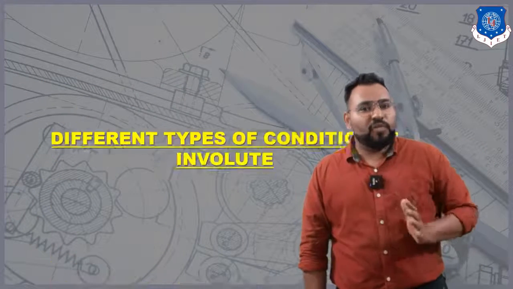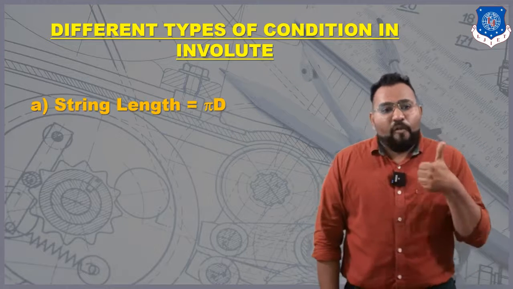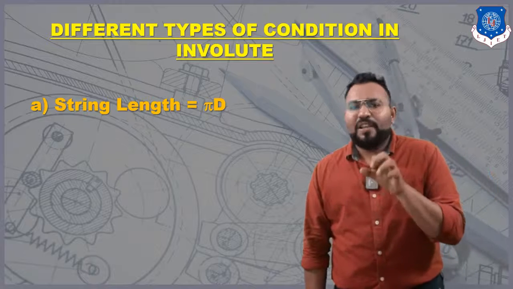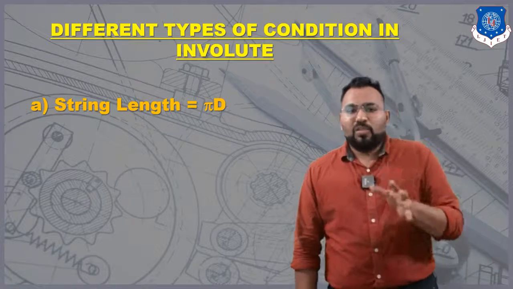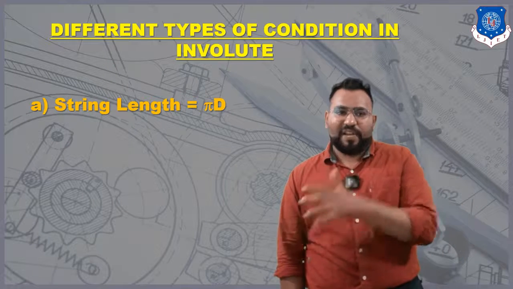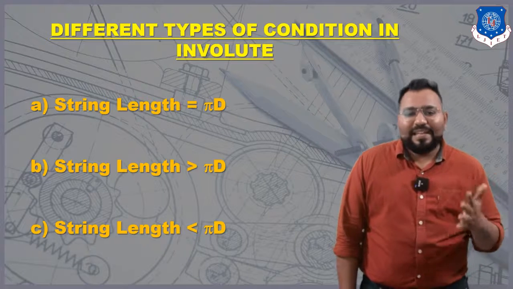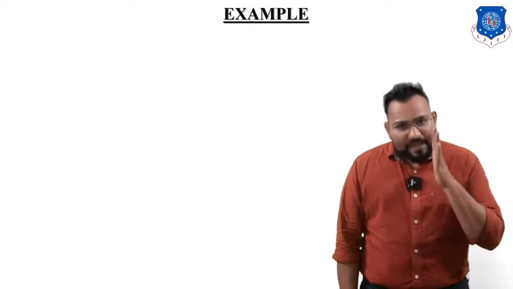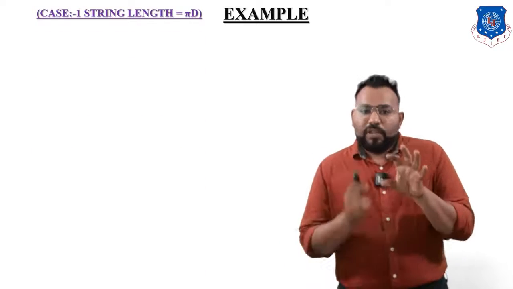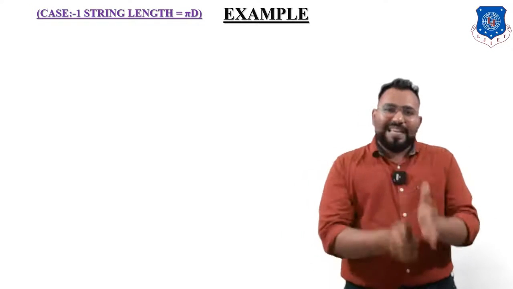But before we jump onto the example, there are three types of conditions in involute. Thread and string both are the same thing, so now I will use the word string instead of thread. First condition, when the string length is equal to pi d, meaning the circumference of the circle. Second, when the string length is greater than pi d. Third, when the string length is less than pi d. In the first example, we will take string length equal to pi d. That means the string that you are going to wind on a circle is equal to the circumference of the circle.